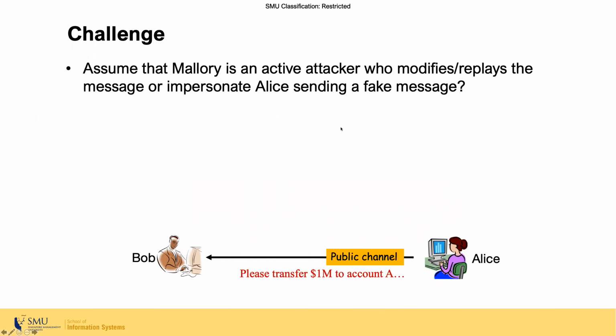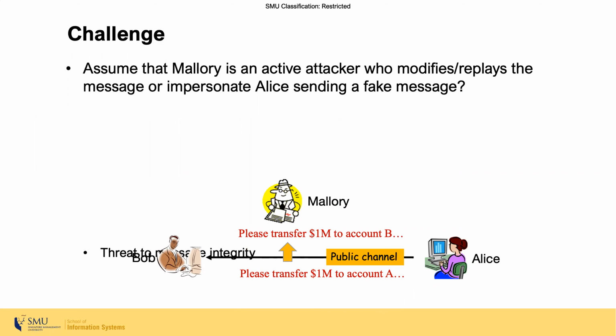Let us go back to our running example, Alice and Bob. Alice is the sender, Bob is the receiver. Alice wants to send a message: please transfer $1 million to account A. And Mallory is a bad guy. He wants to modify the message into something else. Instead of account A, he says account B, which could be his own account.